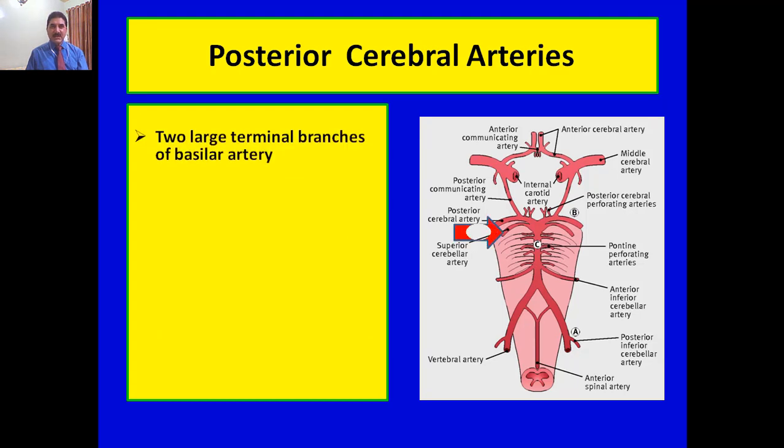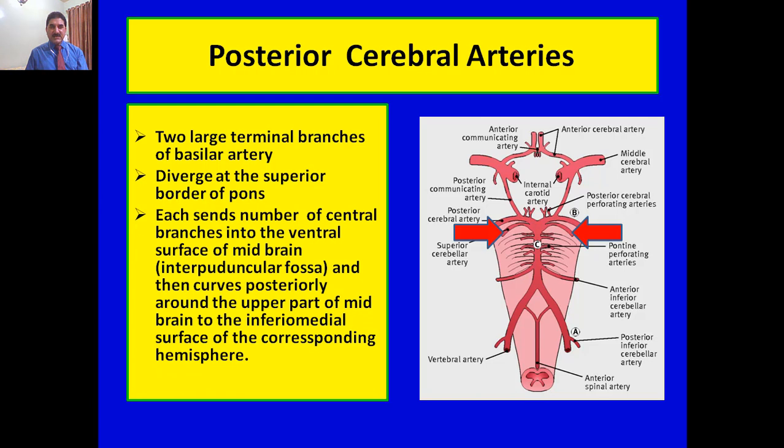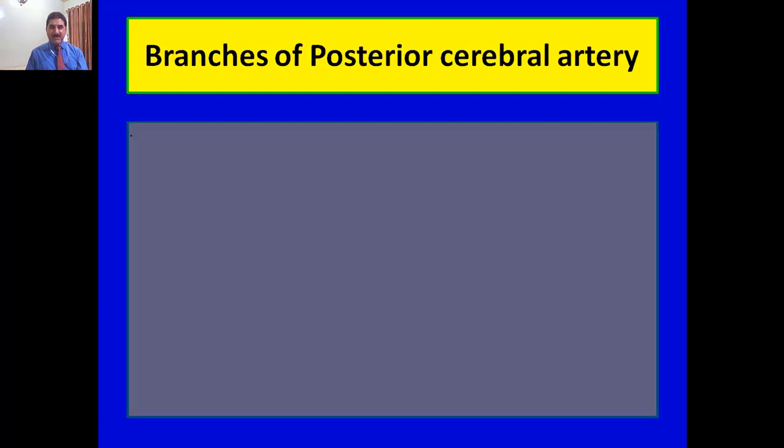Posterior cerebral artery: the two large terminal branches of the basilar artery diverge at the superior border of the pons. Each sends a number of central branches into the ventral surface of the midbrain and then curves posteriorly around the upper part of the midbrain to the inferior medial surface of the corresponding hemisphere.